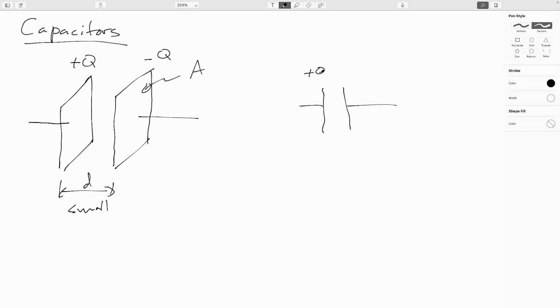So if I'm holding charge plus Q here, minus Q here, we've already seen before that inside the capacitor, the electric field, which will be running from positive to negative here, will be nearly uniform. By that I mean pretty much no matter where I am inside the capacitor, except for maybe right at the very edges, the electric field strength and direction is pretty much always going to be the same.